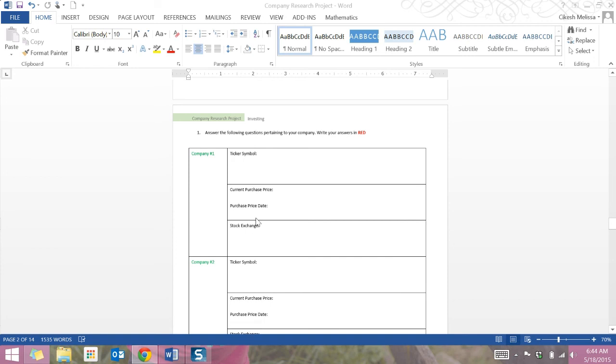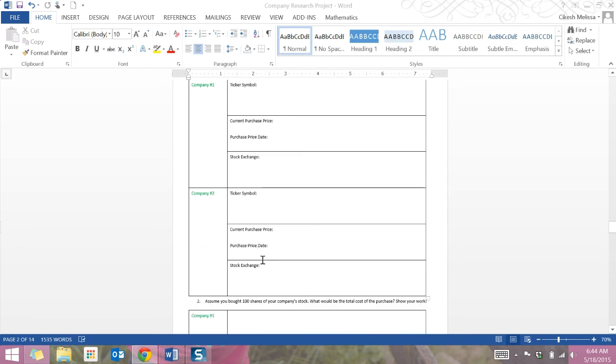All right, investing. Here's where we're going to find out about some financials about each company. You can tell me the ticker symbol for the company, so they do have to be on a stock market, the current purchase price as of today, and then the date that you find that research, and then what stock exchange are they on? One for both companies.